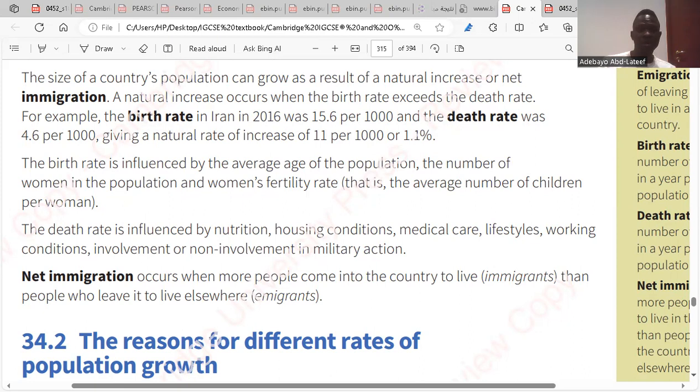We said the death rate, now the birth rate. Sorry about that. Let me just go back to the birth rate.